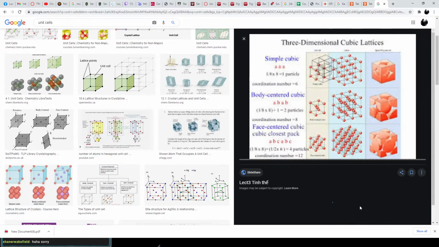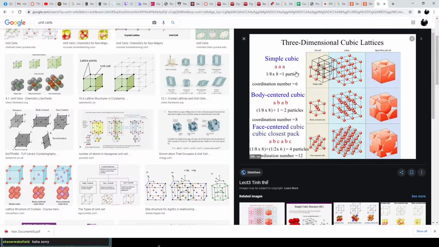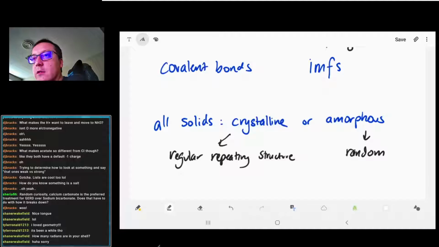Actually, this might be a nice picture. We're going to see simple cubic ones, and we're going to talk about body-centered and face-centered cubic. So let's switch back to our regular screen here. I don't need you to memorize anything like that at all. We're going to focus on cubic ones.